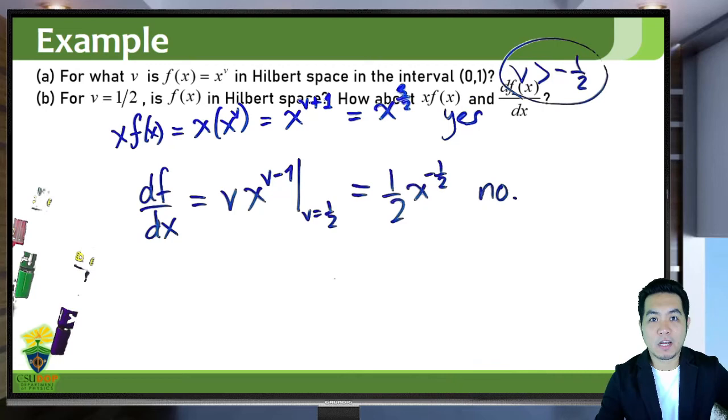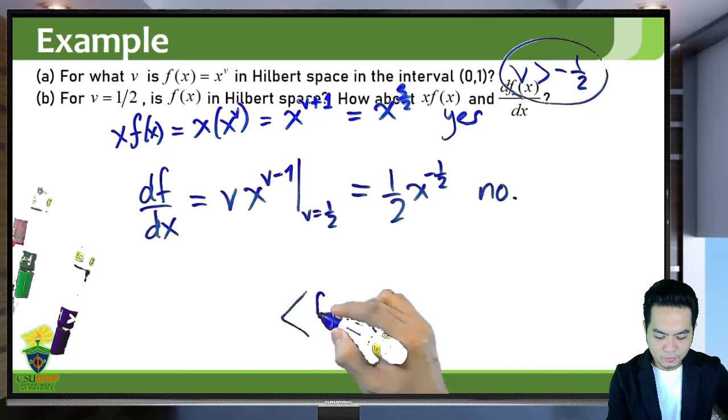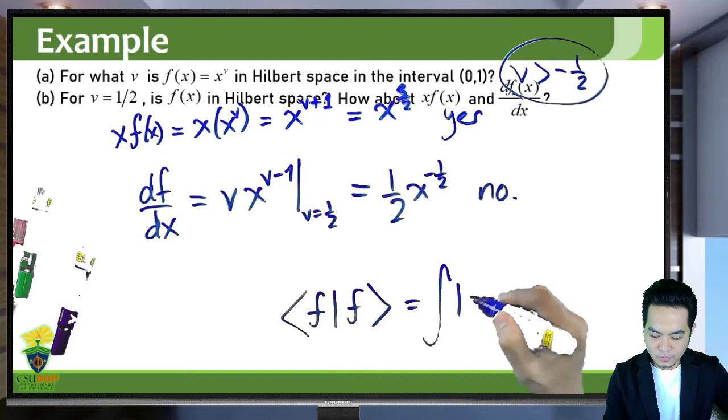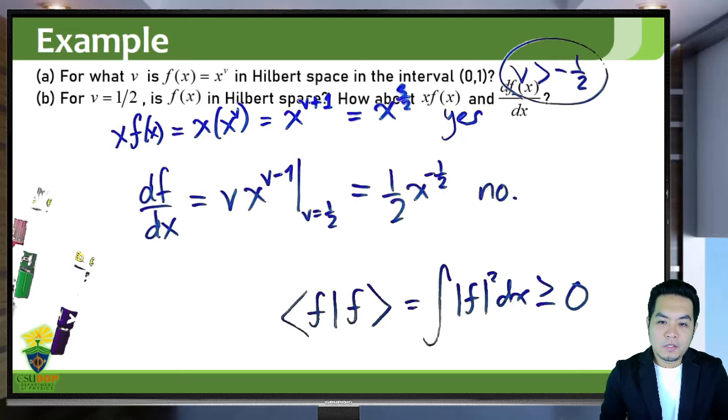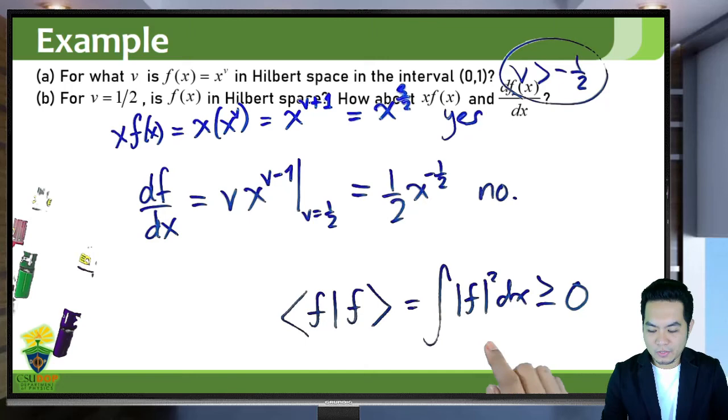So basically, that's how you check if your function is in Hilbert space or not. You use this condition. Again, this means the function is square integrable, and the value of its square integral must be finite. So that's how we define the functions in Hilbert space.